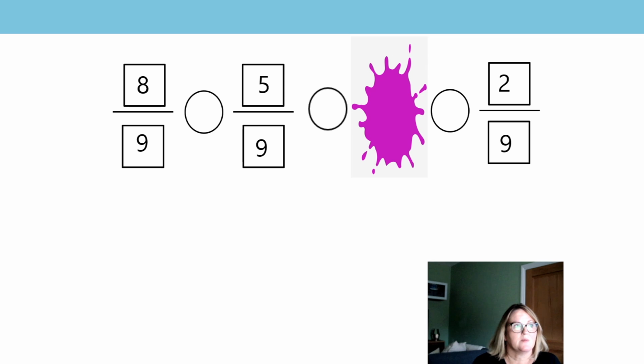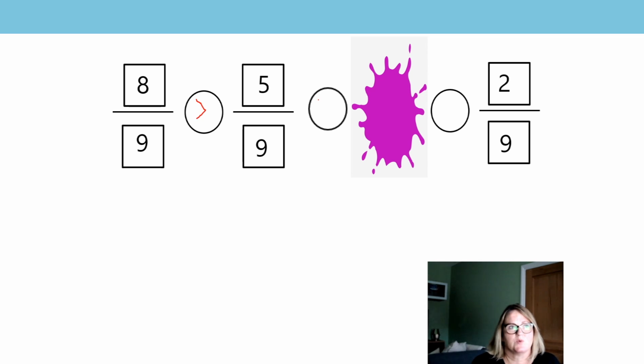What's different this time? Well, this time we've got the fractions completed: 8/9, 5/9, 2/9. We don't have the inequality symbols, but we know they're in order. So could we work out what the inequality symbol is? Is 8/9 less than or greater than 5/9? That's right, because you know they're both ninths, 8/9 is greater than 5/9.